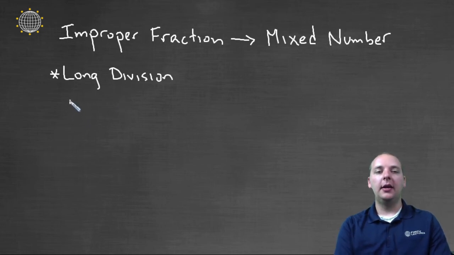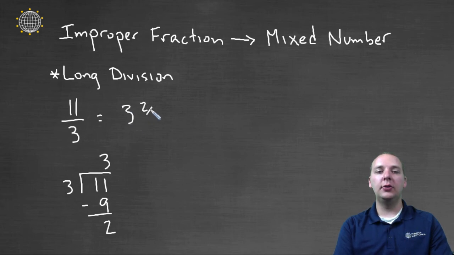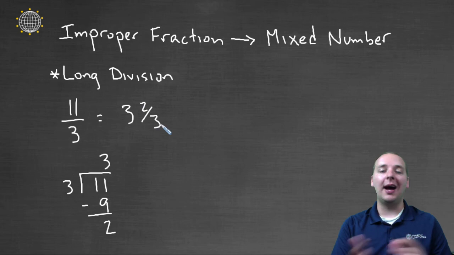Let's say we had 11 thirds, which is definitely improper. 11 is bigger than 3. So we'll take 11 and we'll literally divide 3 into 11. 3 goes into 11 3 whole times. 3 times 3 is 9. 11 minus 9 leaves a remainder of 2. So 11 thirds would be the same as 3 and 2 thirds. So we can go in either direction, from mixed number to improper fraction or from improper fraction to mixed number.